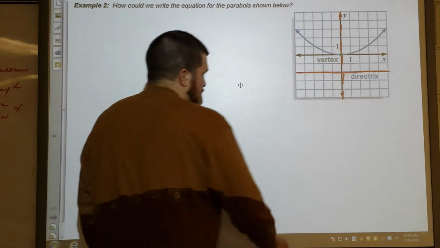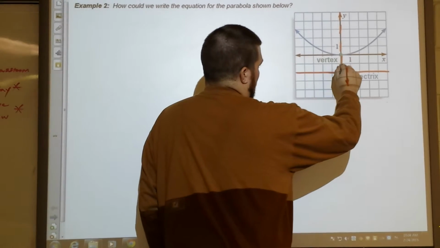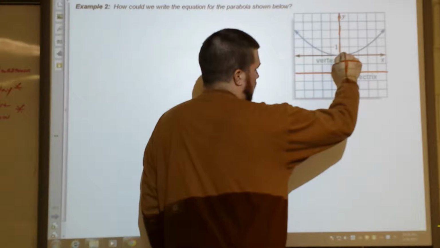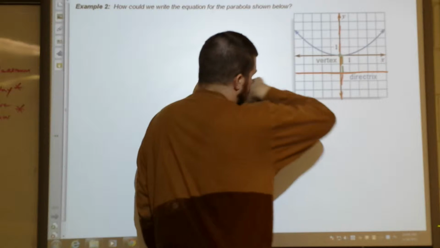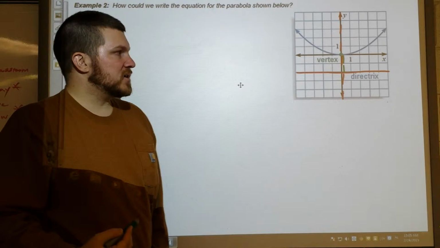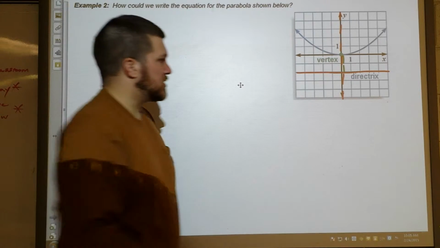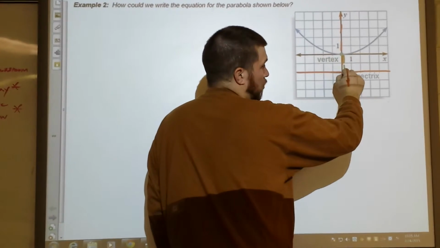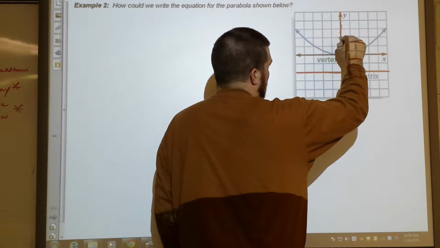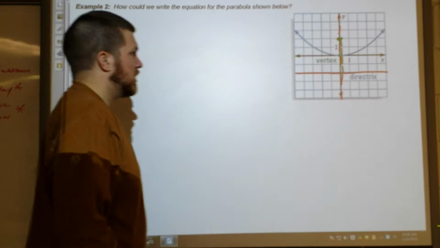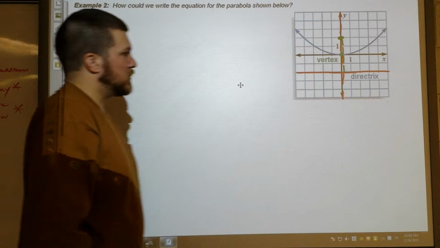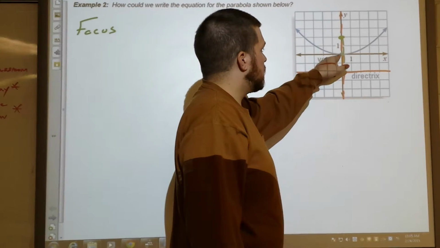Well, what we know is that the vertex has a specific distance from the directrix. So in this particular problem, it's 2 units away. Well, the focus is also the exact same distance away, but on the opposite side. So if the directrix is 2 units away going down, that means the focus has to be 2 units away from the vertex going up. So here's where the focus lives. So we know that the focus for this particular graph is at 0, 2.